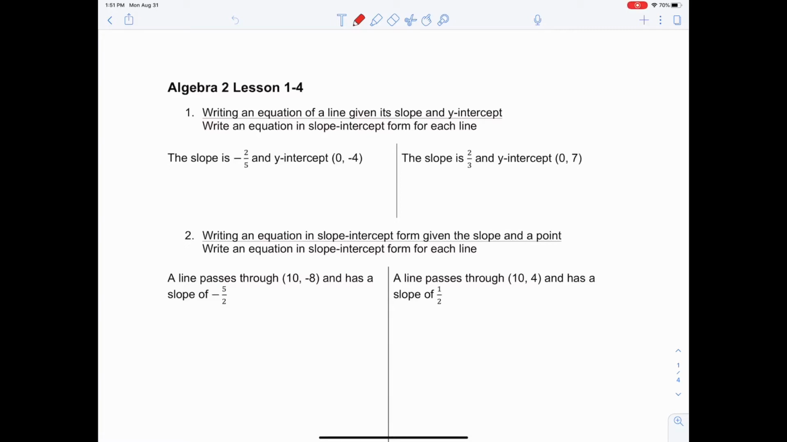Hi everyone, this is Algebra 2, Lesson 1-4, and we'll be dealing with slope-intercept form, possibly standard form. But as always, let's refresh our memory here. Slope-intercept form, we saw this last time, is y equals mx plus b.